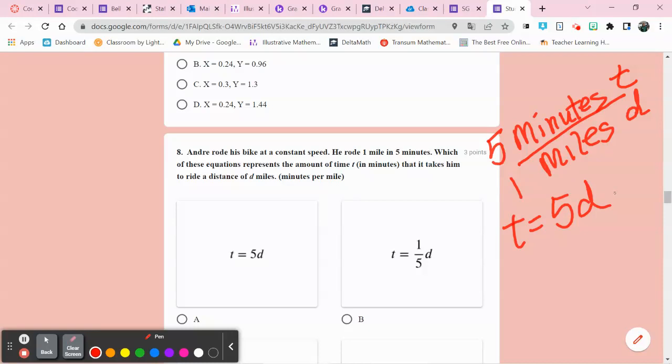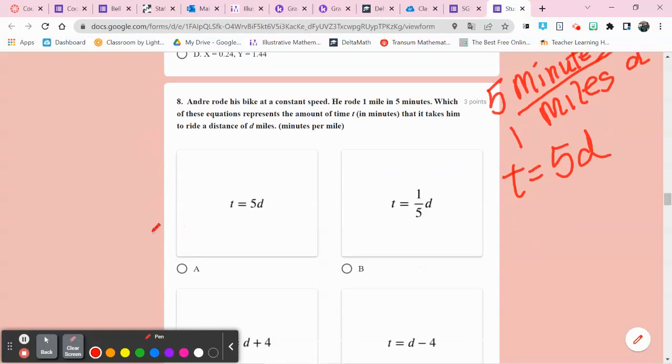And you can see that even I wanted to do miles per minute. So it's really, really important that you read the question carefully, not get in a hurry, because I just did that. But they were looking for the amount of time. So they wanted minutes per mile, not miles per minute. Okay, so the answer is A. So make sure you check A for this one.